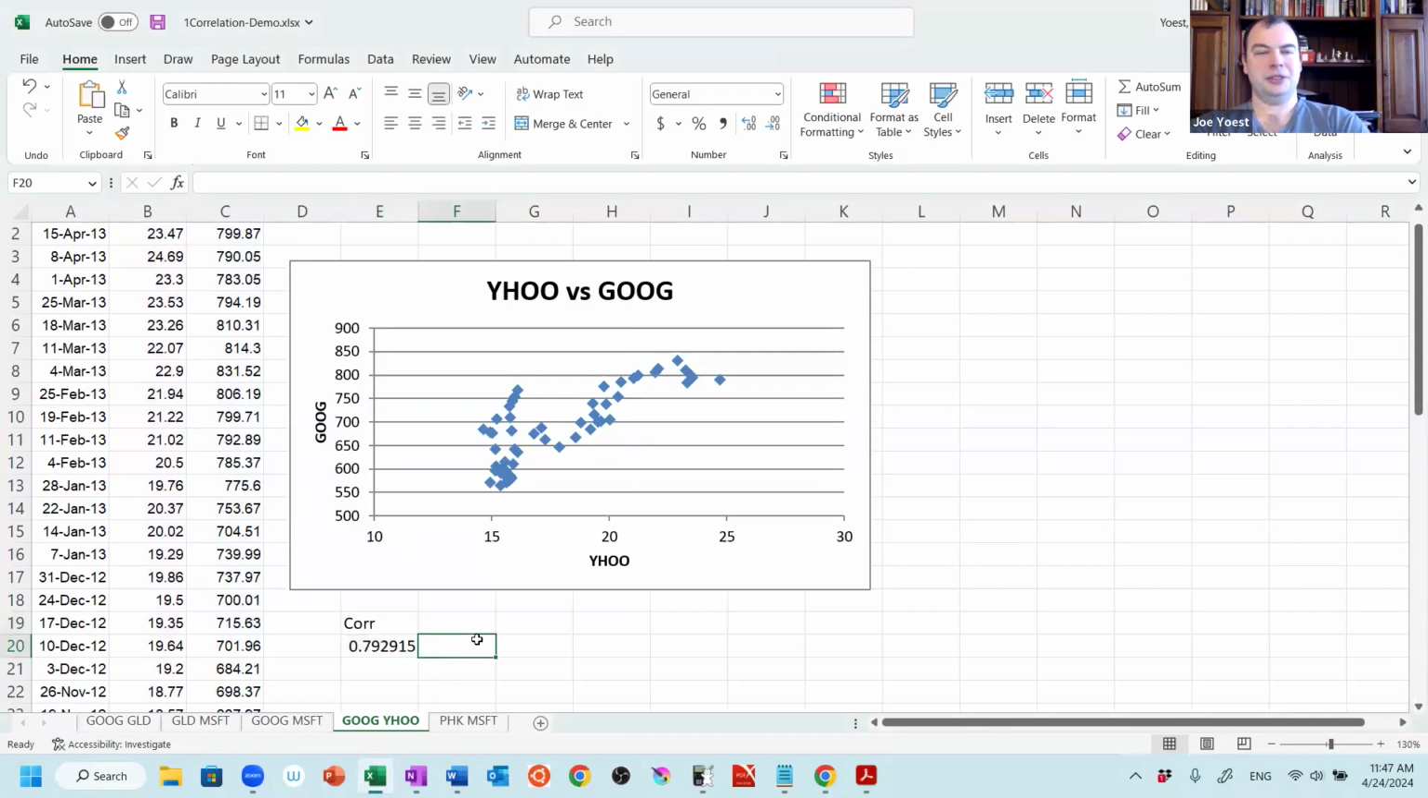I look at my correlation coefficient and it's about 0.8, positive 0.8. So it does seem like there's a strong degree of linear relationship in absolute value. This is closer to 1 than to 0. And now I do care about the nature. The nature is also positive. So on days that Google's stock price is higher than usual, Yahoo's stock price also tends to be higher than usual. And vice versa. On days that Google's stock price is lower than usual, Yahoo's tends to also be lower than usual.